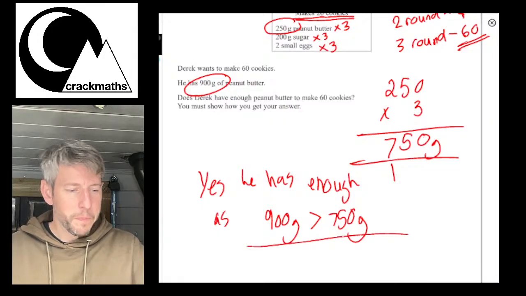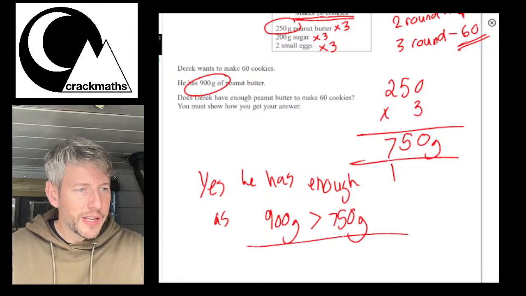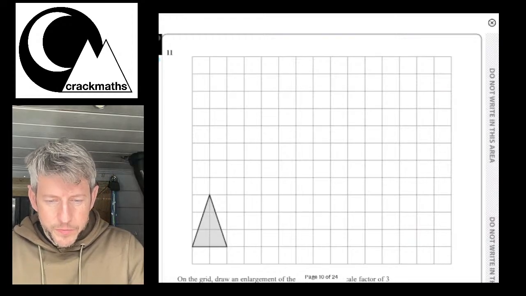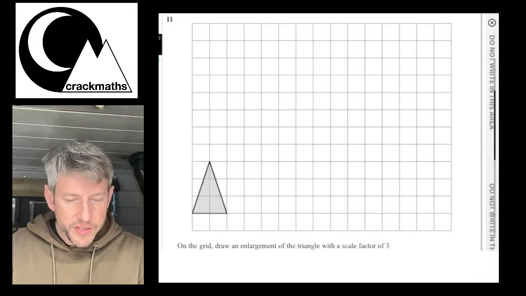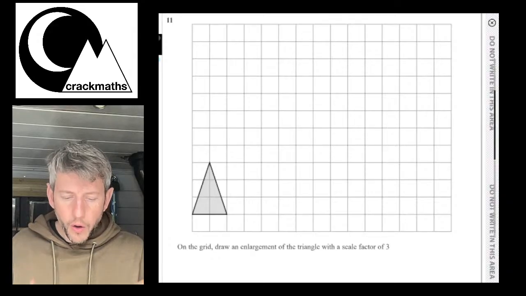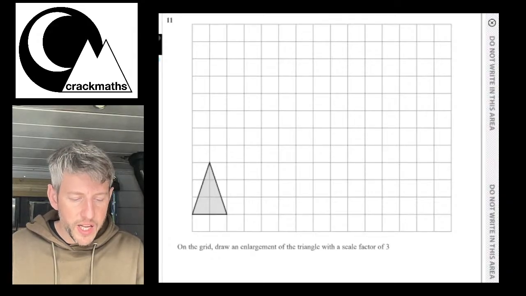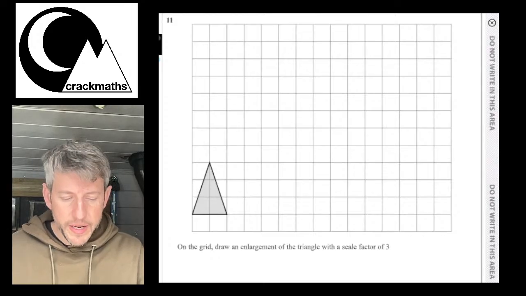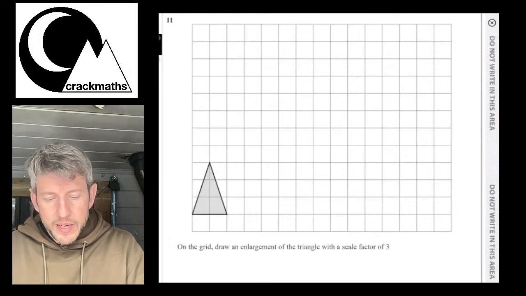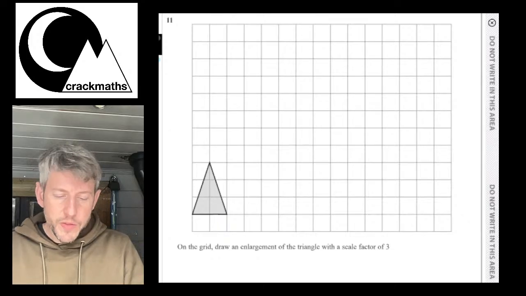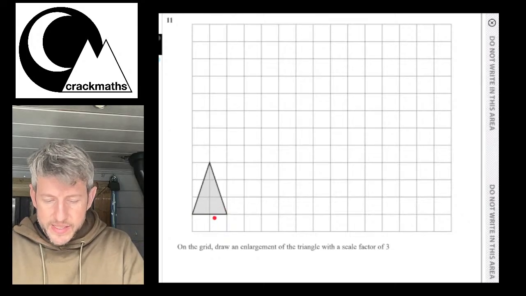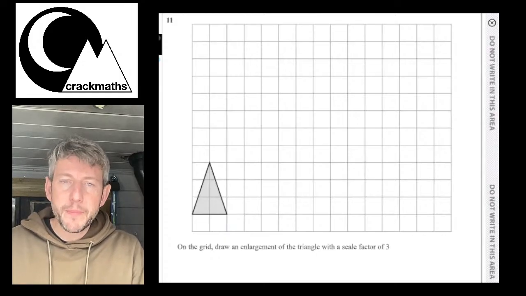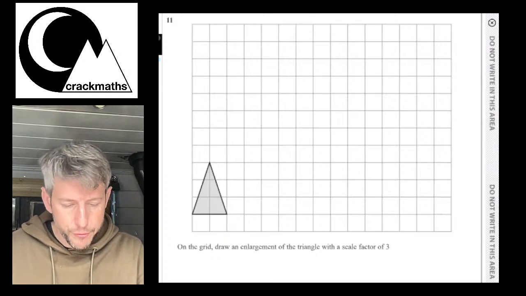Okay, great. Let's have a look at the next one. Okay, so here we go. Question 11. On a grid, draw an enlargement of this triangle with a scale factor of 3. Okay, so let's do the easy bit first. This side's nice and easy. This side is 2. A scale factor of 3 means that we're going to times each side by 3.